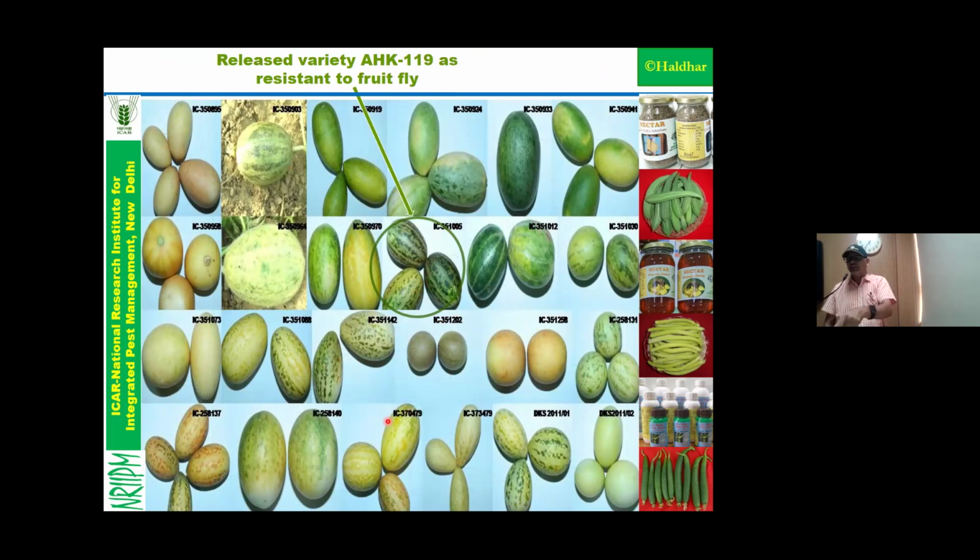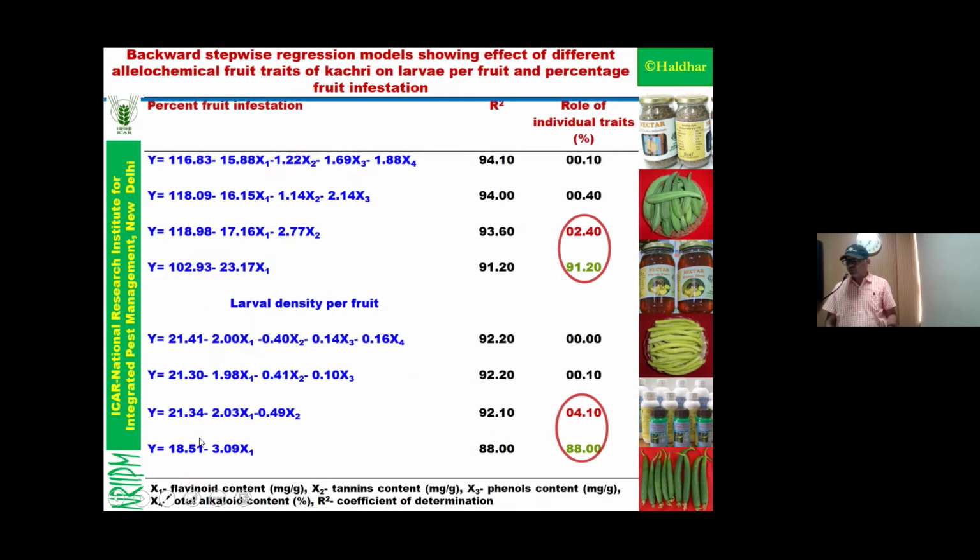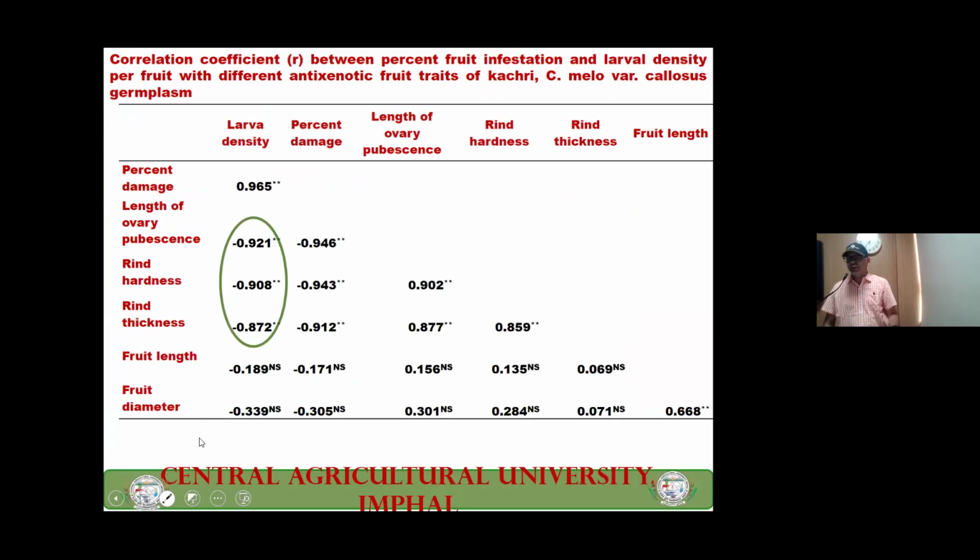And these are the different germplasm. We have taken all the IC numbers of the 68 germplasm. This is hair and trichome. So I will show, sir, this is the correlation. We found that flavonoid content, phenol content, tannin content, and total alkaloid content all show a negative correlation. On the basis of this, we found that flavonoid content has the major role, followed by tannin, around 2.4%. Then others are 0.4% or so. That is on the basis of backward stepwise regression, and this is related to antixenosis characters.